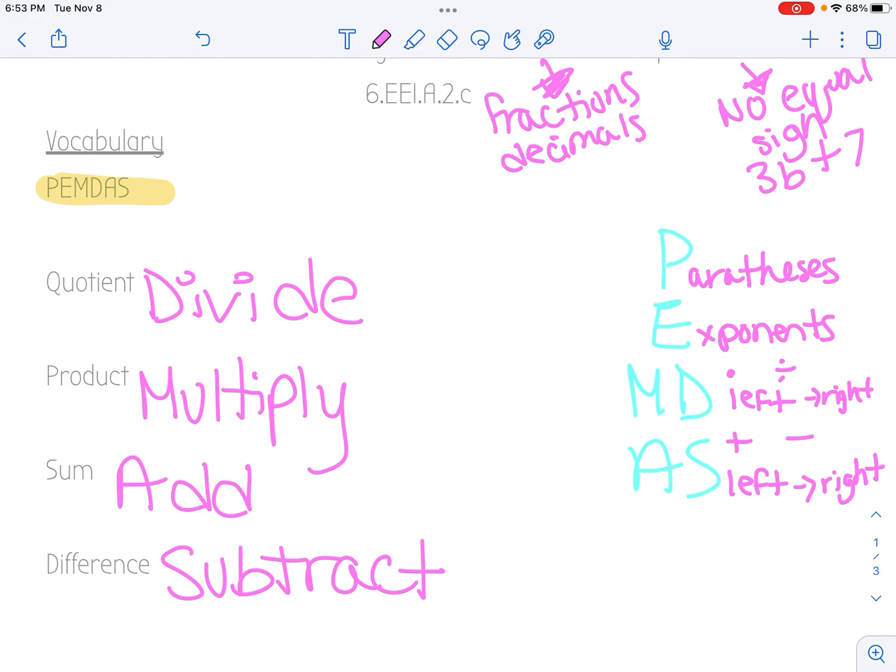Some more key terms that you guys have seen and will see that you need to know. Quotient means to divide. Product means to multiply. Remember, we can see the dot. We can put numbers next to variables to multiply, and we can also use parentheses to multiply. Sum means to add, and difference means to subtract.